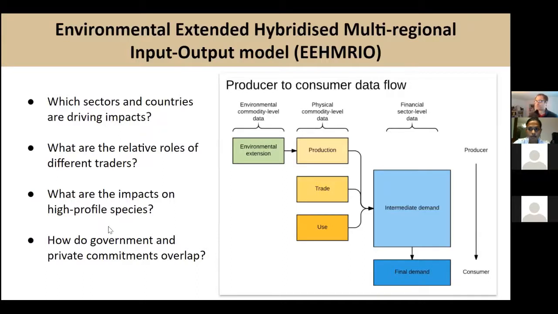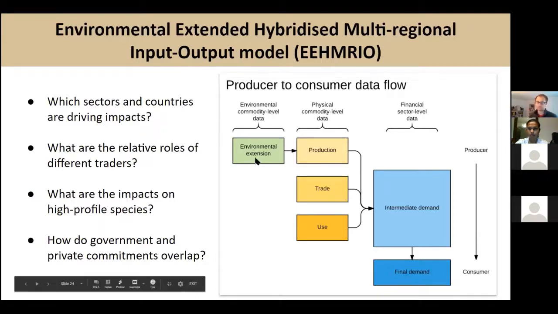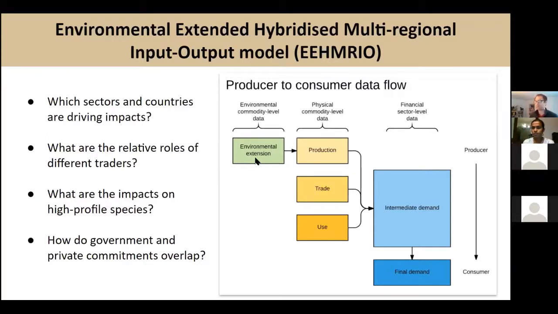And we've got this environmental extension, which in this case is biodiversity loss, but it could be anything. It could be greenhouse gas emissions. So we have our environmental extension, and we are hybridizing this MRIO in the blue with our physical production and trade model to get an environmentally extended and hybridized multi-regional input-output model. An EH-MRIO, I think we'll call it.